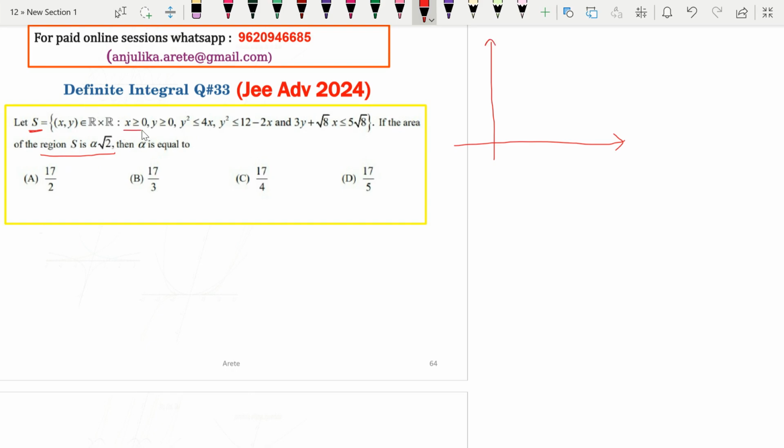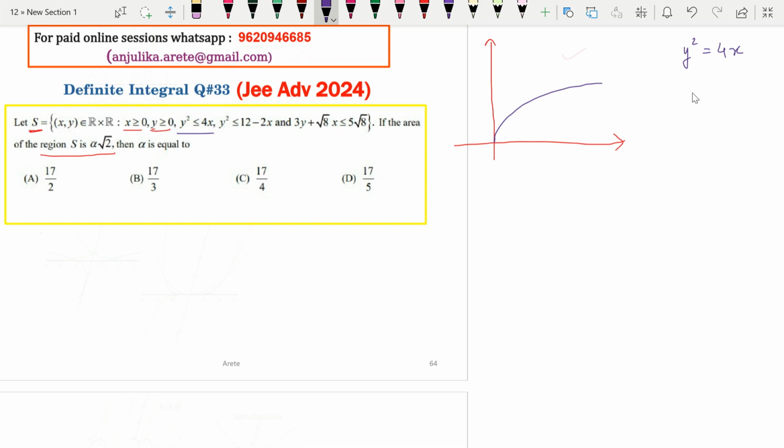So they are saying x is positive, and y is positive. What does that mean? That you are in the first quadrant. Second, they're saying y square is less than or equal to 4x. So first, what we do is we just draw y square equal to 4x. It's a parabola which is opening towards the right. I only draw the upper half because I know I have to be in the first quadrant.